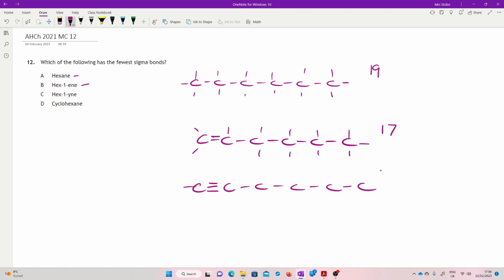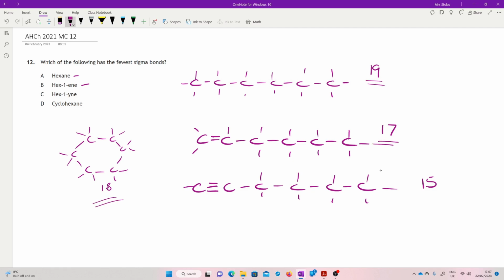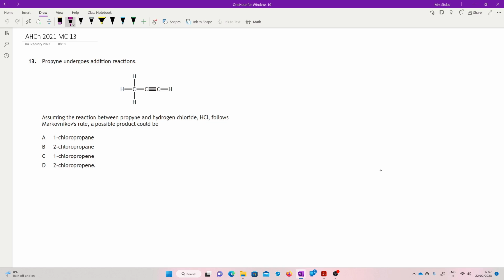If I take it up to a triple, I'm not even sure I need to draw all of these in. 1, 2, 3, 4, and 1, 2. There we go. I've knocked out another 2, so I'm down to 15. And cyclohexane would be the equivalent of taking out the 2 hydrogens at the end to make the ring work, and then sticking on my hydrogens all the way around. So I'm not doing quite as much damage to the number, but it's still lower. So my maximum here is hexane, then cyclohexane, then hexene, and then hexyne. So C.